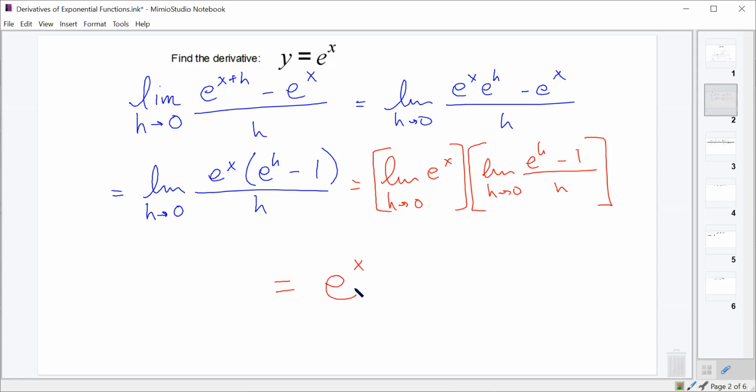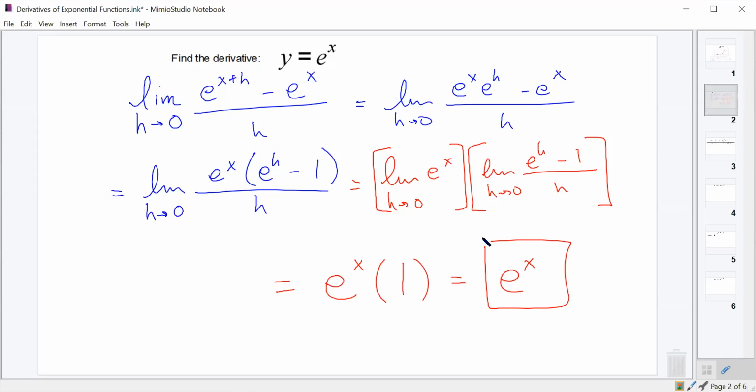It should just be e to the x, right? And what's this limit in the brackets on the right? 1. And so 1 times e to the x is just e to the x. And so we've gone through and we found the derivative of e to the x. And the derivative of e to the x is e to the x.